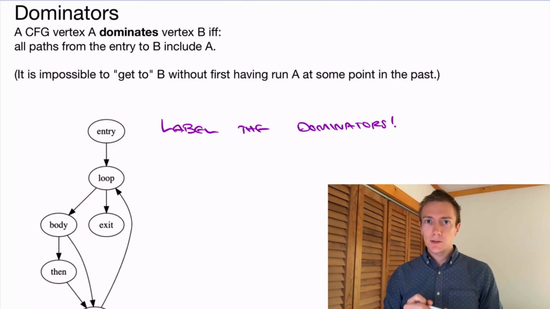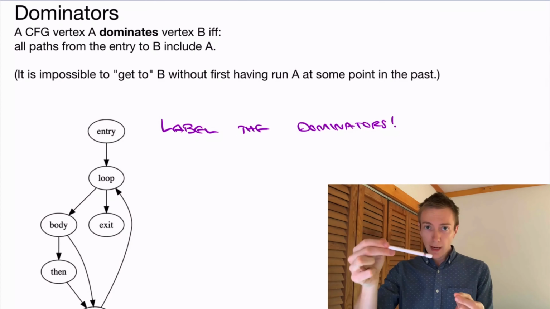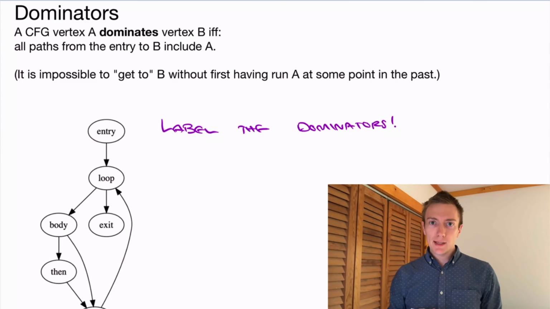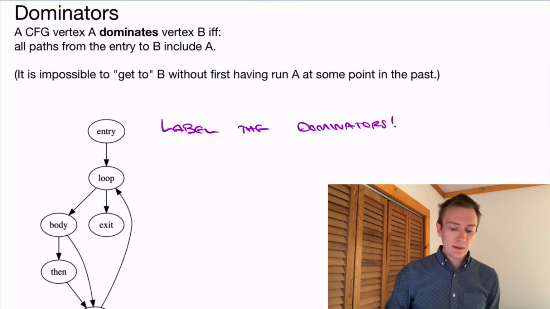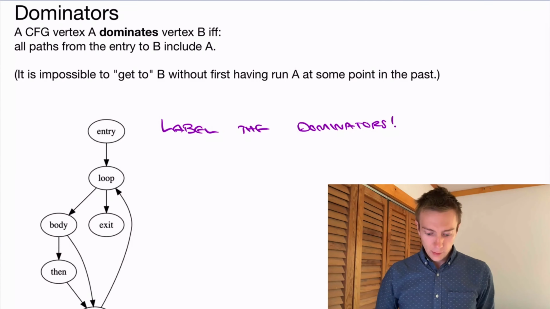So again, you can see how intuitively this just means that A must execute at some point in the past whenever B executes. That is, we know that every time we have executed B, at some point earlier, A must have executed. So that definition is fairly straightforward, both formally and informally, I think.